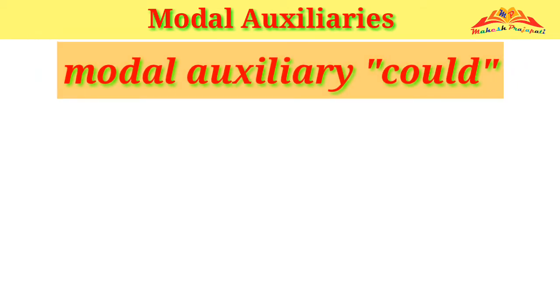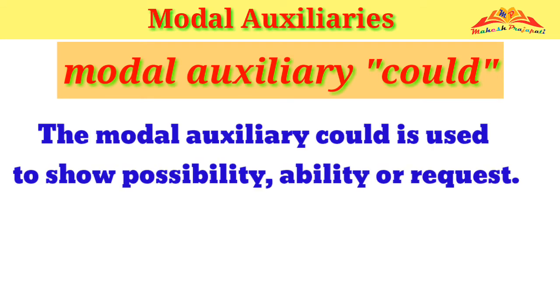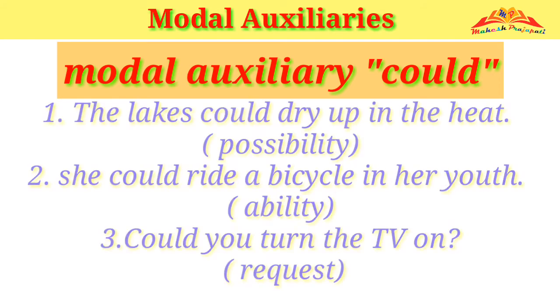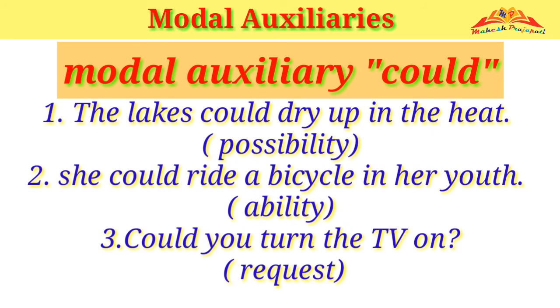Next, the modal auxiliary could. The modal auxiliary could is used to show possibility, ability, or request. Let's see some examples. The first example, the leaves could dry up in the heat. Here it shows possibility. The next example, she could ride a bicycle in her youth. It shows ability. And the third example, could you turn the TV on? It is a request.